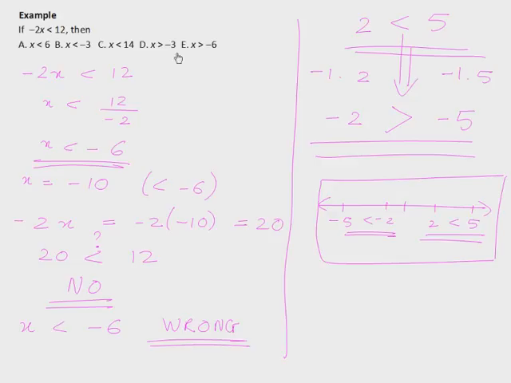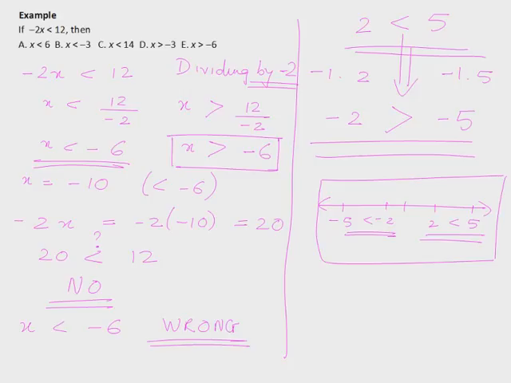My big mistake was I was dividing by minus 2. I was dividing by a negative number. So my inequality should have flipped. So I should have got x greater than 12 divided by minus 2, or x greater than minus 6. This is my solution. Very important concept.